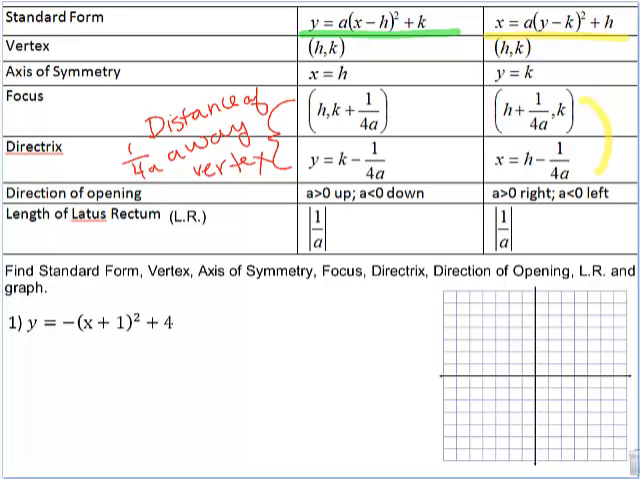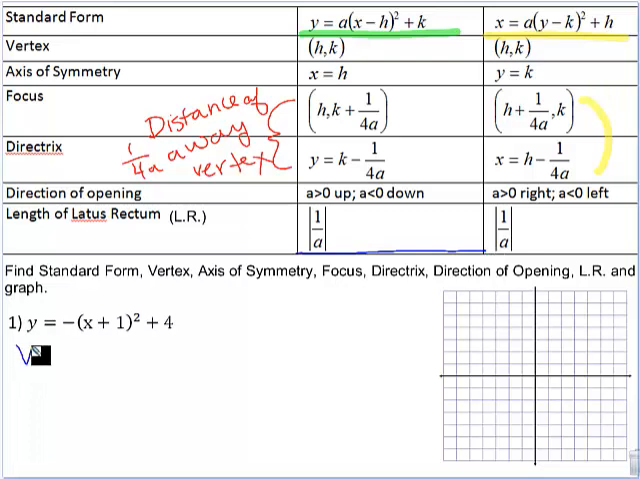So our first equation here is y equals negative, and then in parentheses, x plus 1 squared plus 4. So this is already in standard form. Okay, so we have to decide if this is an x equals or a y equals first off. It's y equals. So since this is y equals, we're going to go down and we're going to follow our y equals chart to help us find the information. So this is already standard.